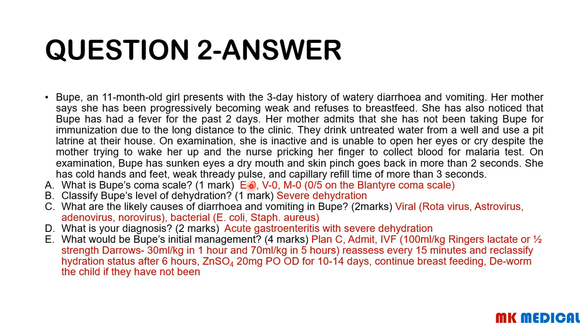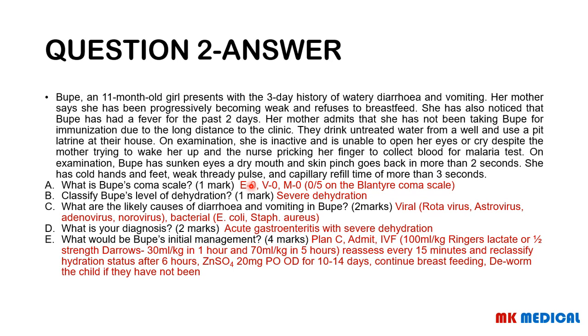We're going to be using our WHO Plan C to rehydrate the child. That's very important. We admit the patient, we gain venous access, and we start running our IV fluids. Our fluid of choice is either Ringer's lactate or half-strength Darrow's solution. If you don't have this, then you can use normal saline as a substitute.